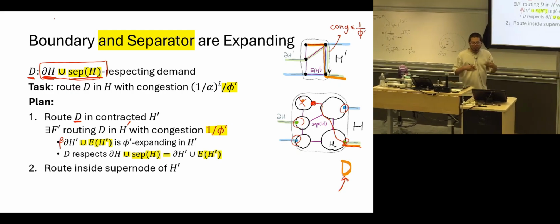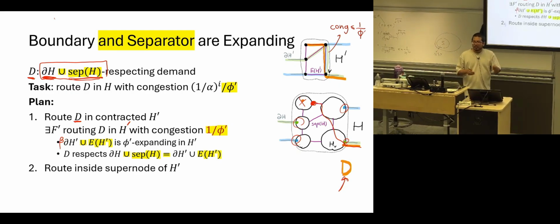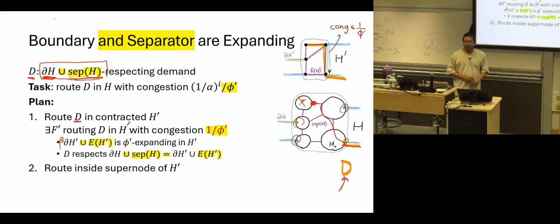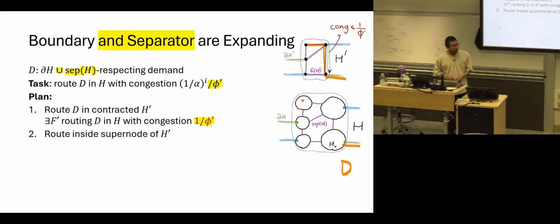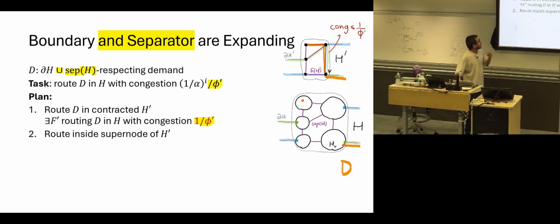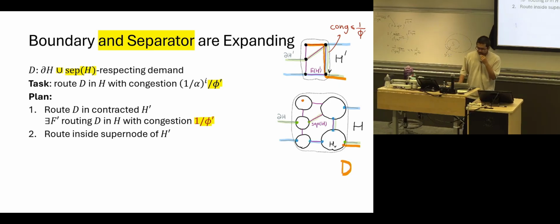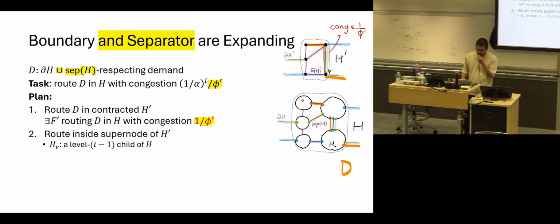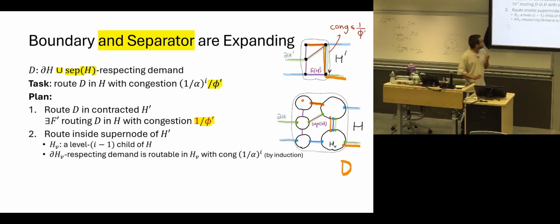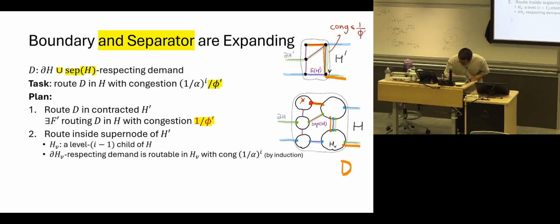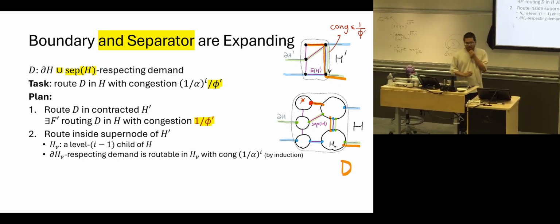So that's quite worse than before. Before we had 1/alpha, but this is like 1/phi prime. Okay. Now, how do we route inside the supernode of H prime? Now it's just the same reasoning, right? Forget this again, and the point starts here.